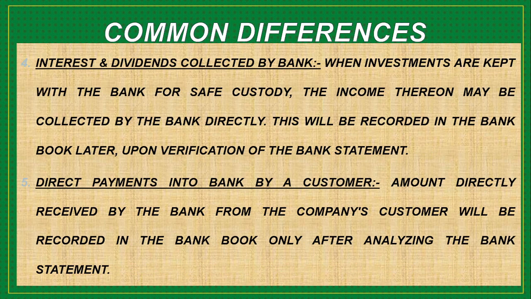Number 4. Interest and dividends collected by bank. When investments are kept with the bank for safe custody, the income thereon may be collected by the bank directly. This will be recorded in the bank book later upon verification of the bank statement. Number 5. Direct payments into bank by a customer. Amount directly received by the bank from the company's customers will be recorded in the bank book only after analyzing the bank statement.